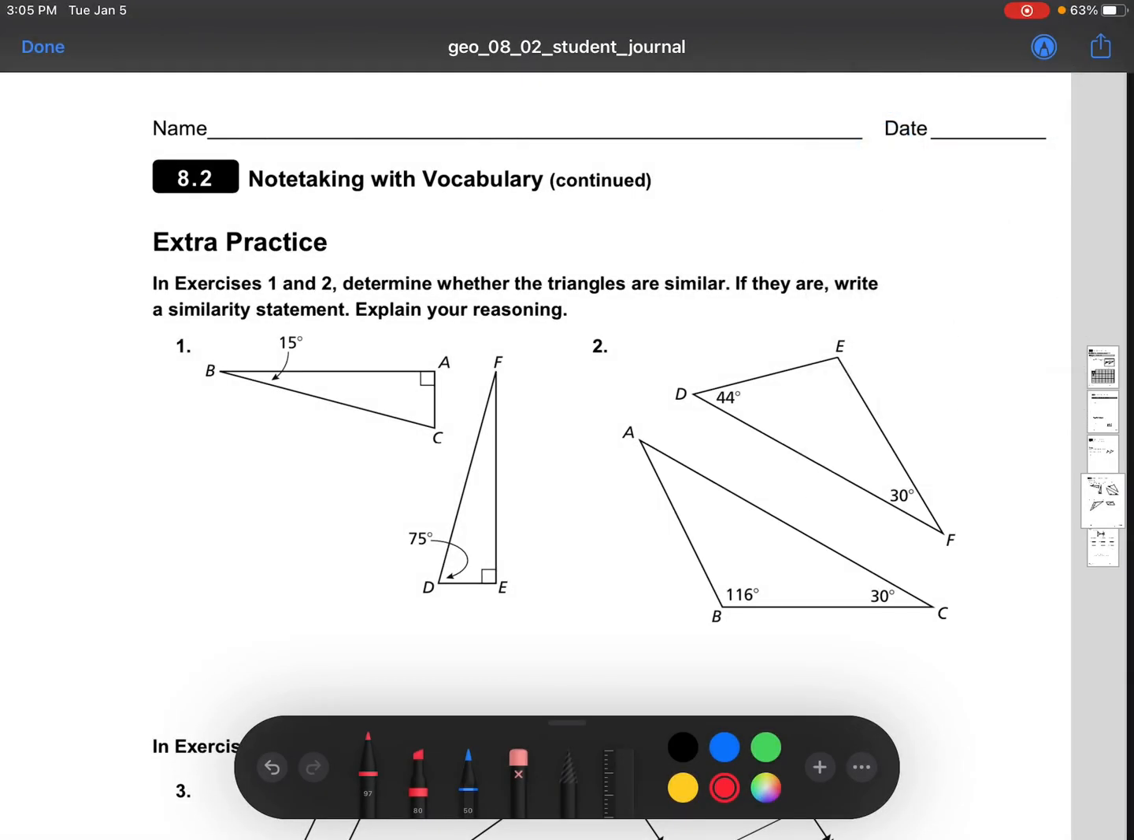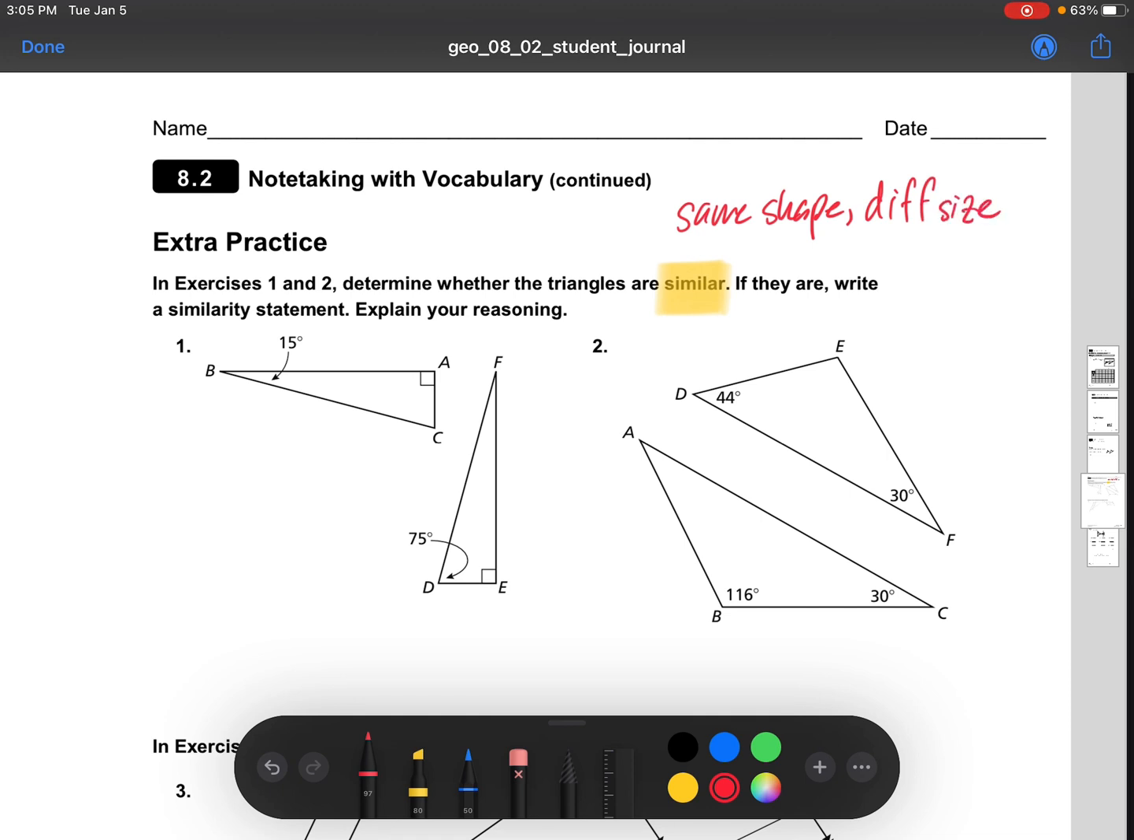Alright, hey, this video is going to cover chapter 8.2, and this is where we learn one of the theorems of proving triangles similar. So remember that similar is not the same as congruent. Similar means that the triangles have the same shape, not necessarily the same size. Same shape, but different size.